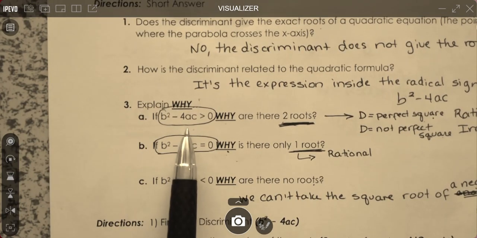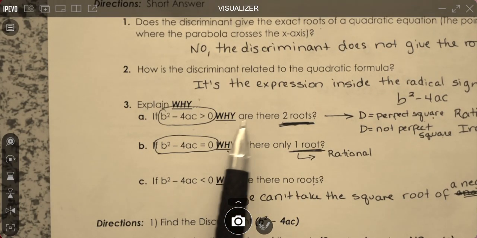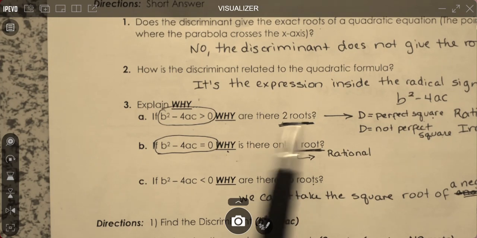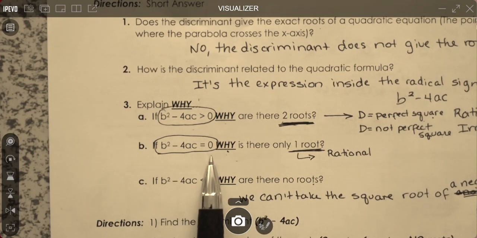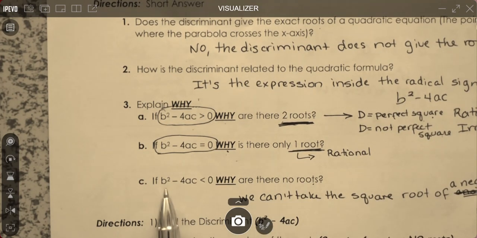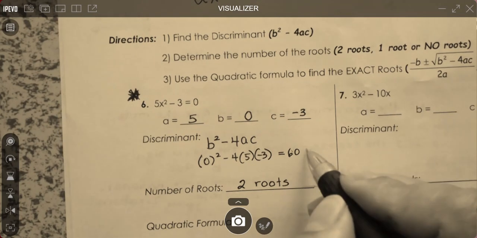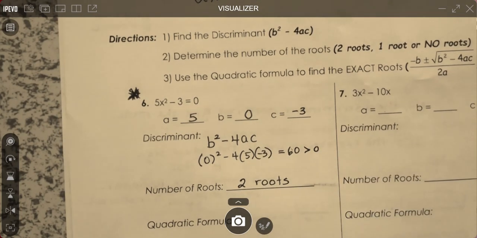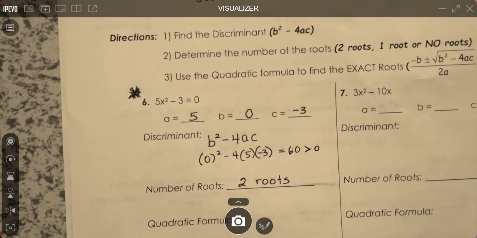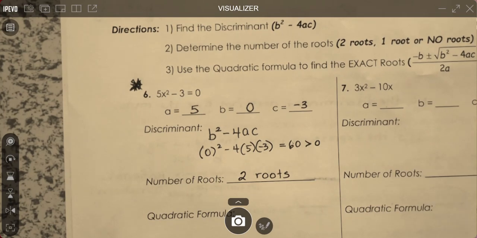When your discriminant is greater than 0, you have how many roots? When your discriminant is equal to 0, you have, and when the discriminant is less than 0, you have. All right, it's going to be rational or irrational.